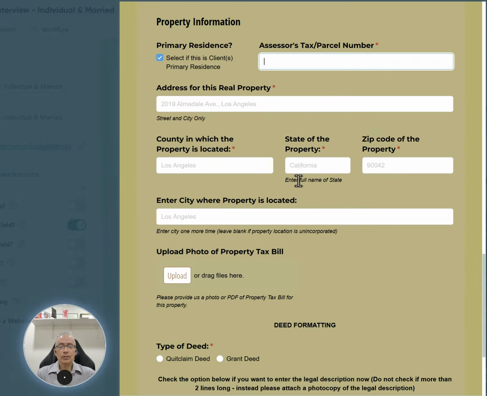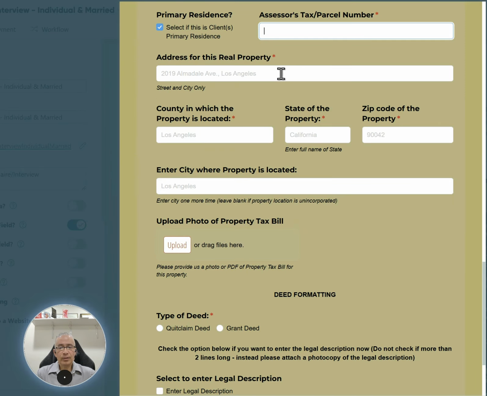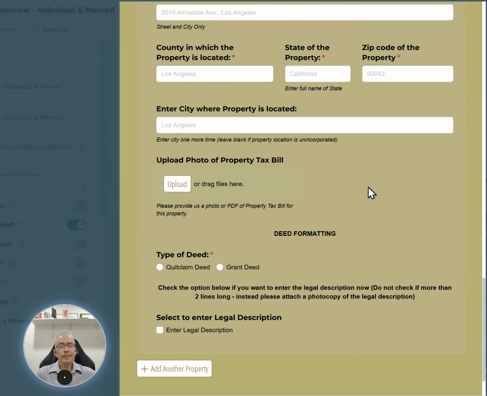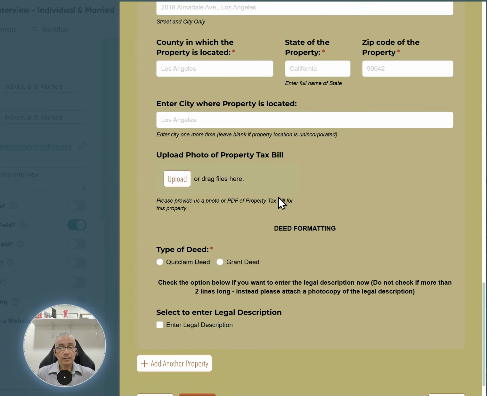Address, county where it's located, state, zip, city where it's located. And again, when you enter the address, follow the proper protocol, proper formatting for address. Please be very critical of that. It'll be very helpful to upload a photo of the most recent property tax bill. You can upload that there. Type of deed that we're going to be doing: this is the type of deed that we're going to do.